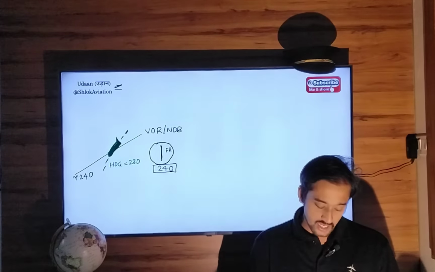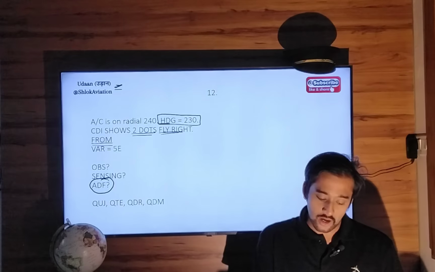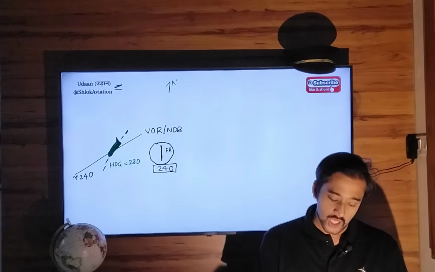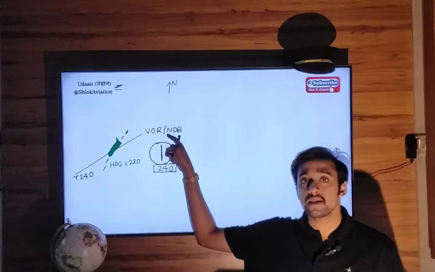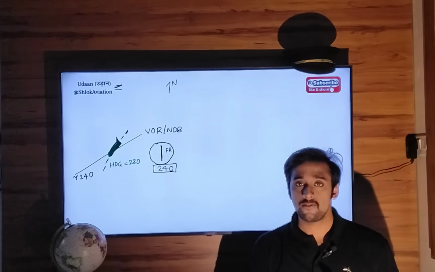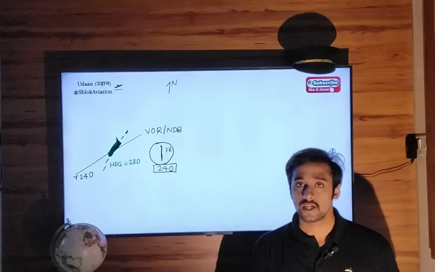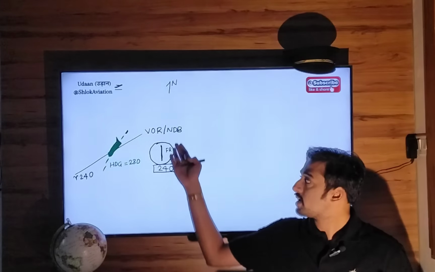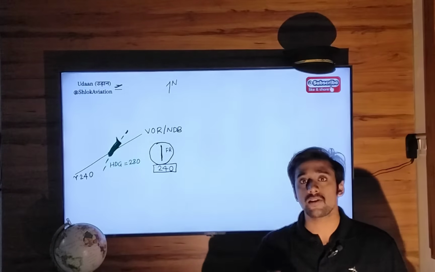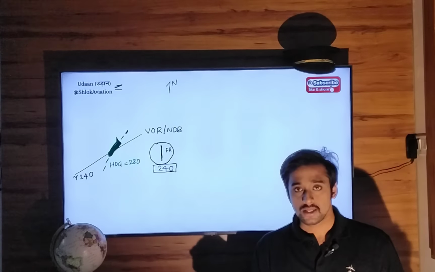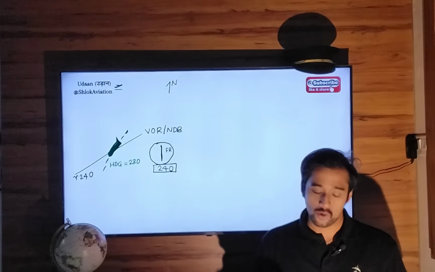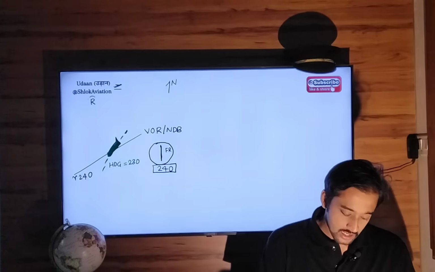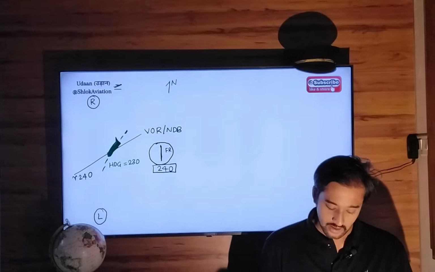And with a relative bearing, with a heading of 230, you will be flying away from the NDB station. So that means indirectly you're flying away from the VOR station, or you're flying outbound from VOR. So when you are flying outbound from VOR station, this is your right hand side, this becomes your left hand side.